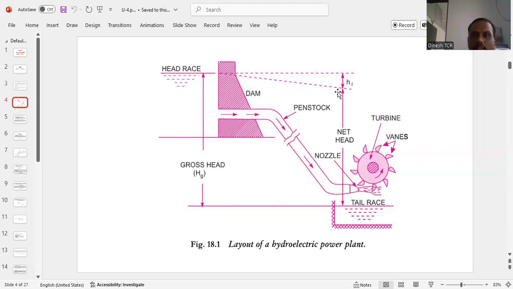So the net head is the difference between the gross head and the head loss, right? While moving from dam storage to the tail race. Some of the water will be lost in the tail race also.